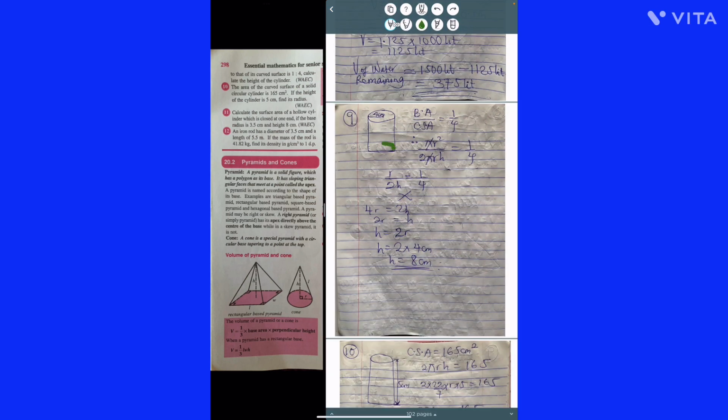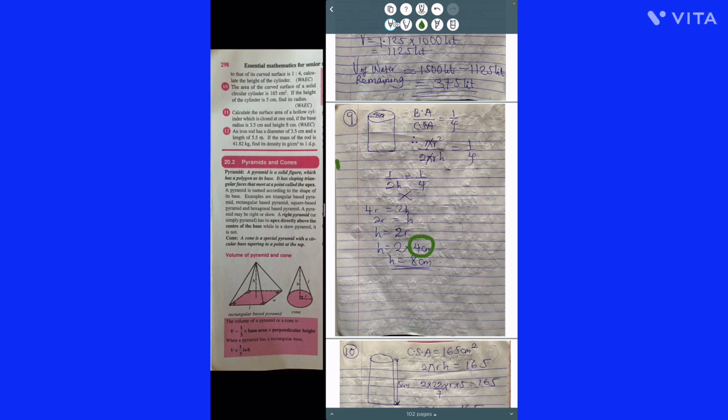That's a simple question. Base area, this is the base of the cylinder. Base area over curved surface area is 1/4. That means base area is pi r squared. The curved surface area is what? 2 pi rh. So pi r squared over 2 pi rh is equal to 1/4. You simplify this, you get r over 2h is 1/4. So 4r is 2h.